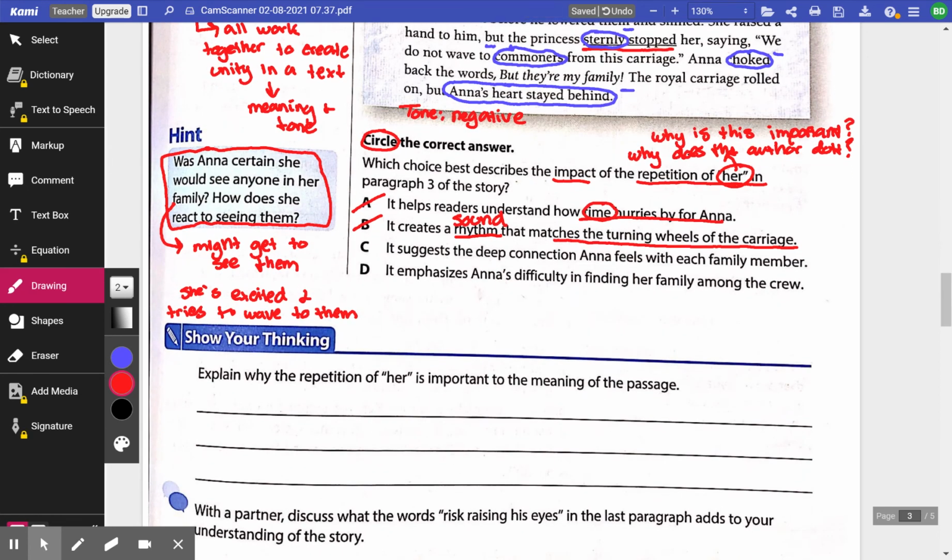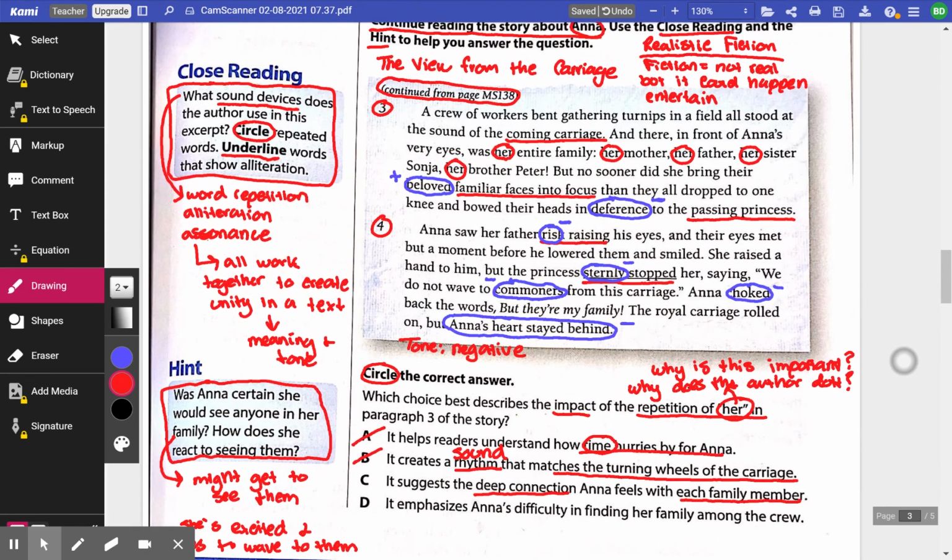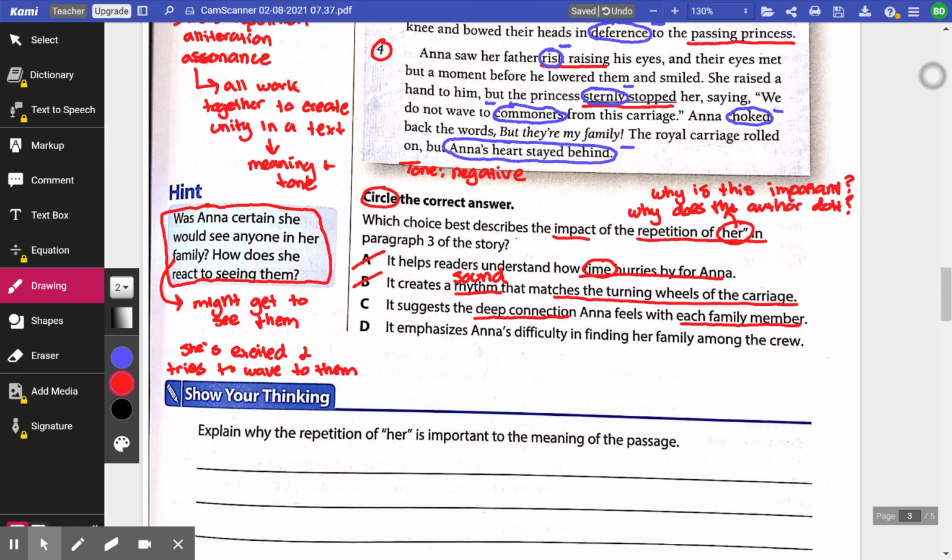So let's look at answer choice C. It suggests the deep connection Anna feels with each family member. So what it's telling us here is that she feels a very deep connection with each of her family members. The author feels the need to point out each family member by saying it's her mother, her father, her sister, her brother. We already talked about, when we were looking at the passage, that her family is important to us. So this could be a very good answer choice for us, but before we decide, we need to look at answer choice D.